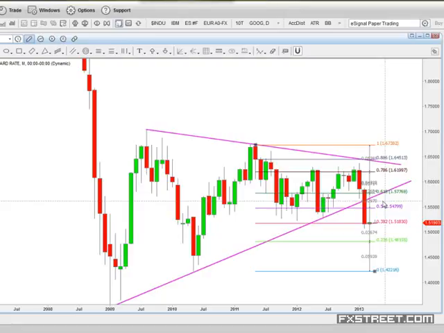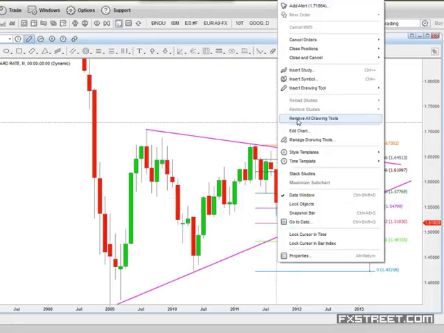What was support then becomes resistance. What was resistance becomes support. So this was a support line. It got broken to the downside. It now becomes a resistance line. So I think that's our key level in cable to look at off this formation.